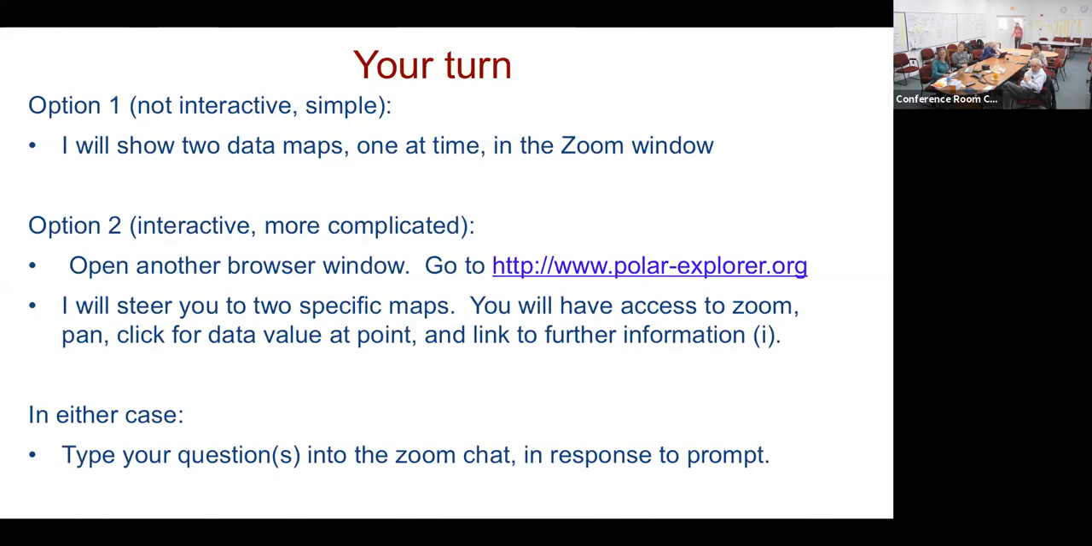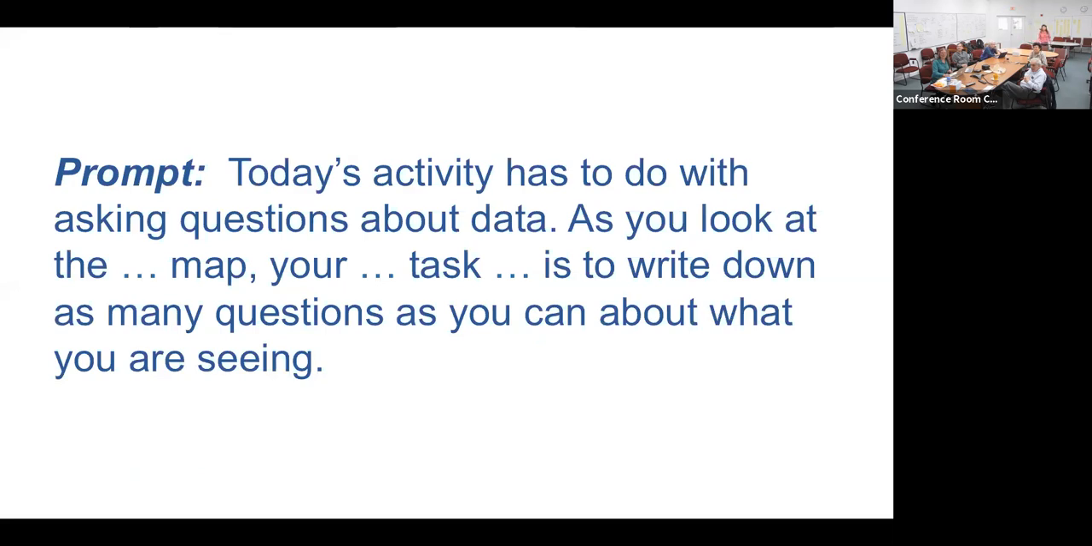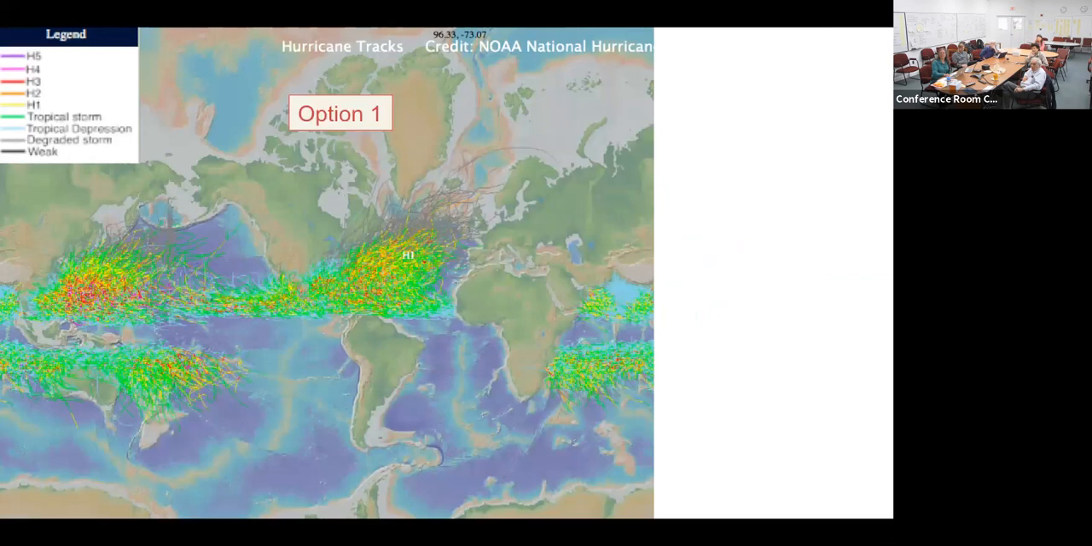Okay, well, let's try. So our first prompt, you'll have a chance to respond to each of the two prompts that our students responded to. Our first prompt is, today's activity has to do with asking questions about data. As you look at the map, your task is to write down as many questions as you can about what you're seeing. And here's option one. So option one, you just look at the map that's here in the Zoom window and write questions in response to the prompt.